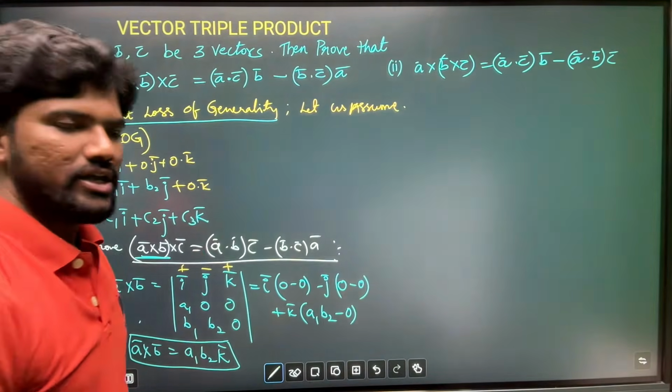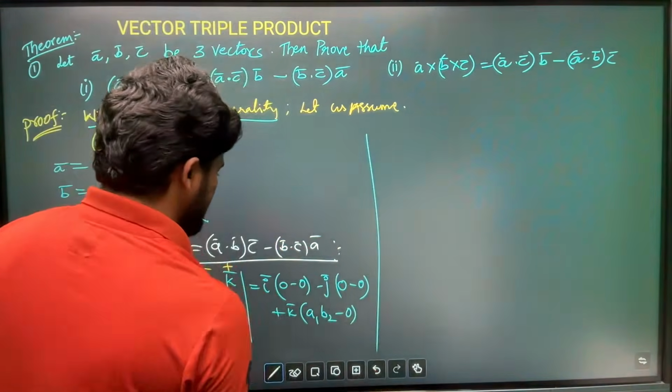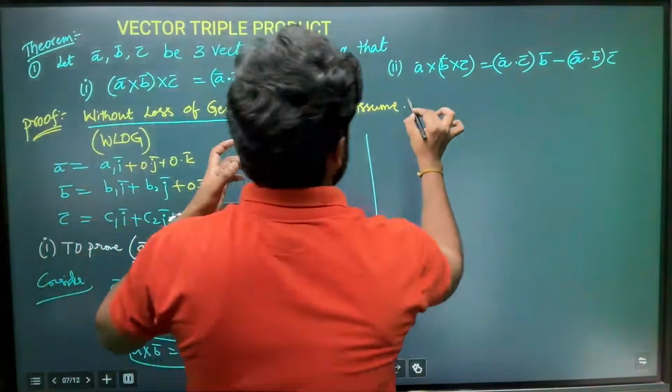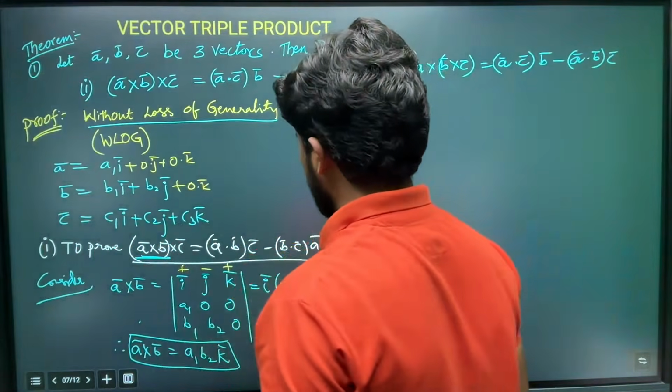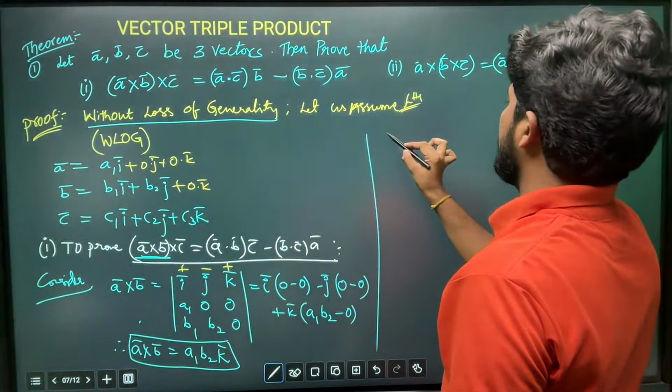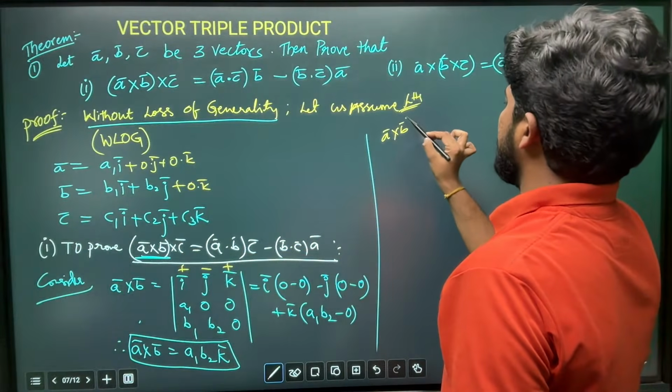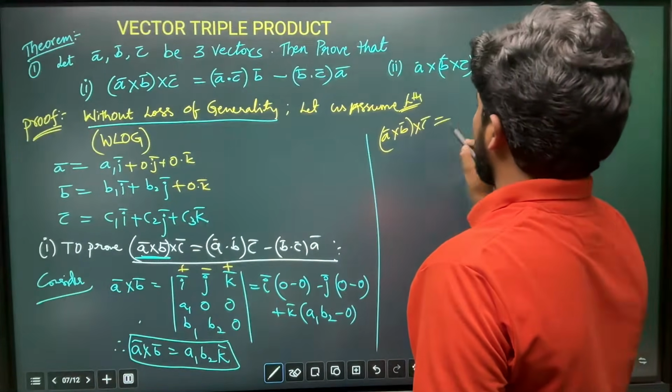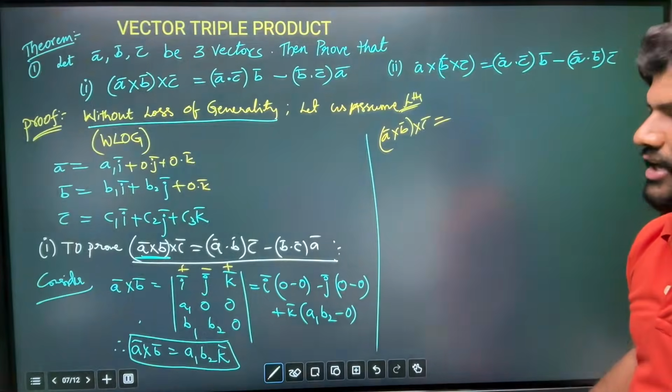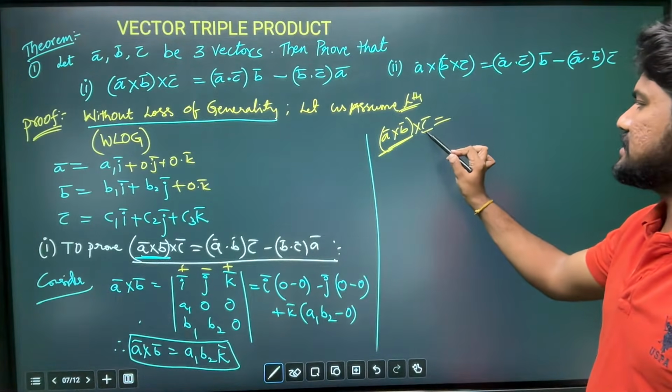Clear? Okay. So therefore, now take LHS. What is LHS here? A bar cross B bar cross C bar. I am taking A bar cross B bar as the first vector, and this, C bar, is the second vector.